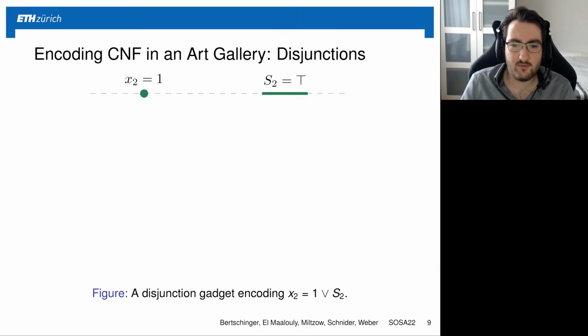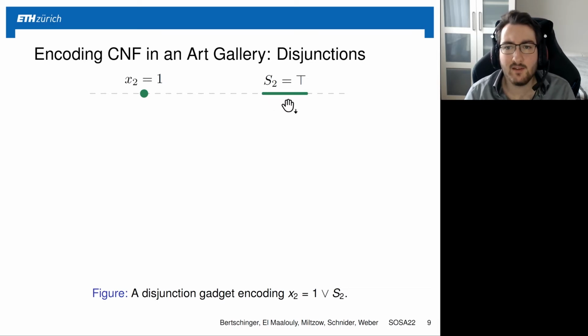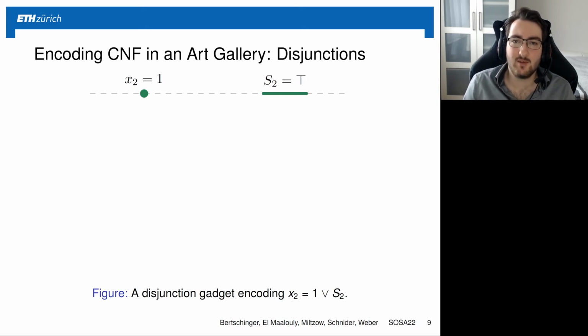So now the only thing that we need to do is encode all of these other clauses that are all of the same shape. And here, basically, these inputs, so our first input, which is here in this example, x2 equals 1, this just corresponds to a guard position, namely exactly the position where a guard has to stand to make this variable have the value 1. And similarly, the term s2 is true can now translate to an interval, and this interval has as its right endpoint and its left endpoint exactly these 2 points where guards can stand to make s2 true.